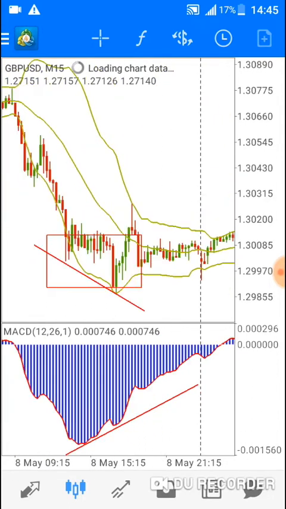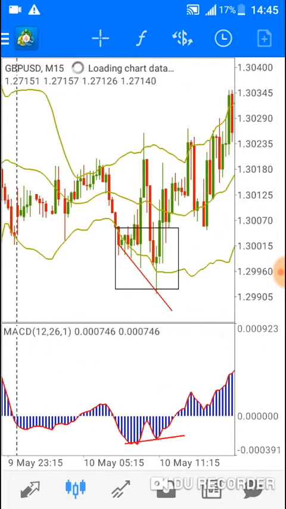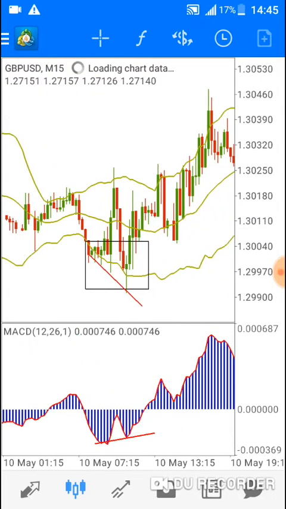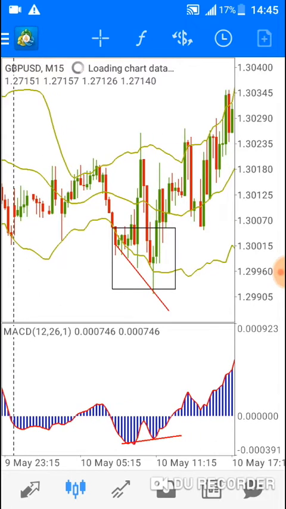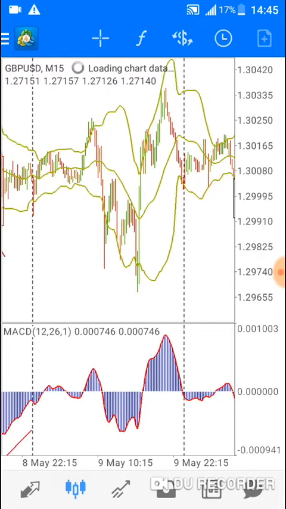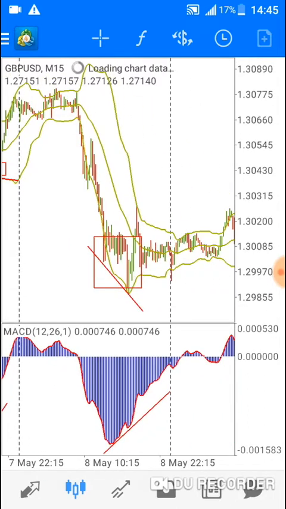So we had another setup here. In this case, the 1 hour didn't manage to close below the lower band, but there was divergence on 15 minutes. Such a setup I won't bother to trade.